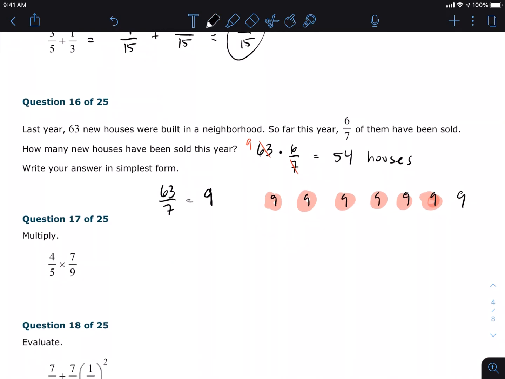Next problem is just multiplication. That's very straightforward. We can just multiply straight across. So 4 times 7 is 28, and 5 times 9 is 45. There's your answer.